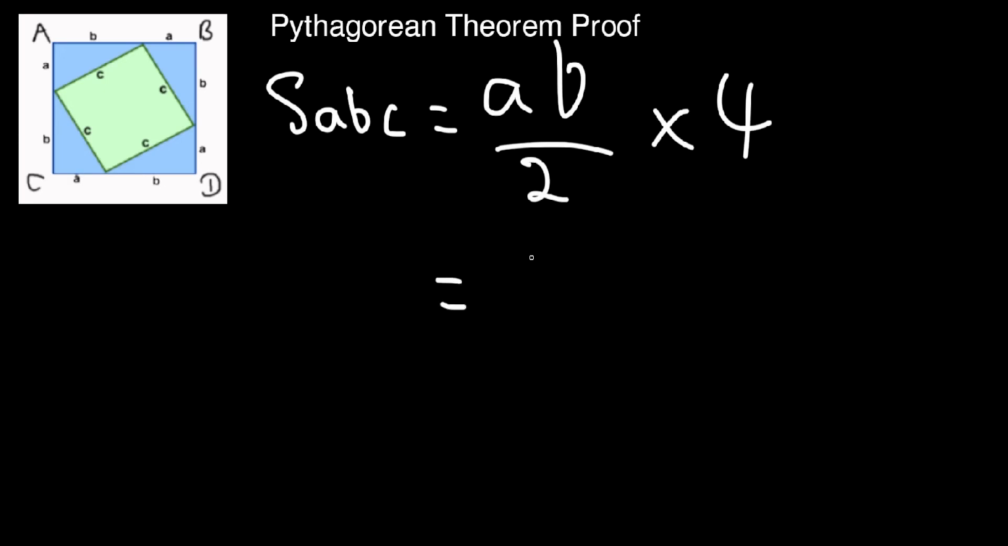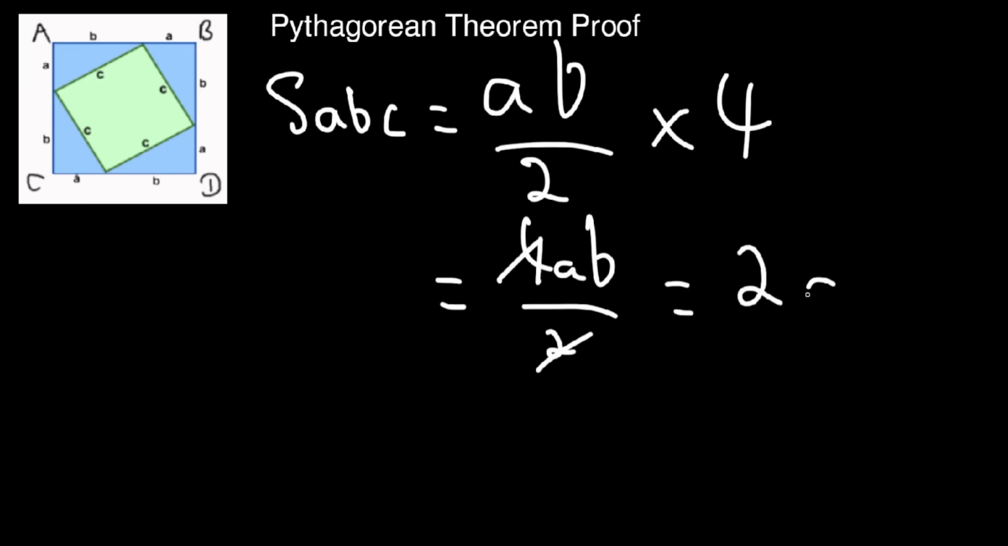Then we get 4AB divided by 2. Now we're gonna just divide this 4 by 2, and get 2AB. So that's the area of the triangles.